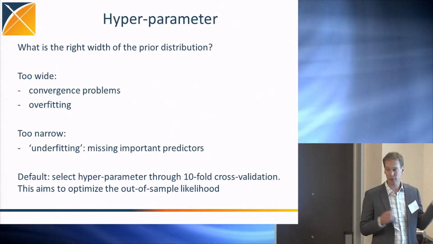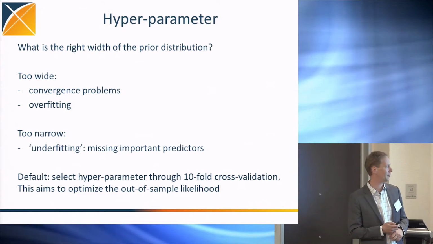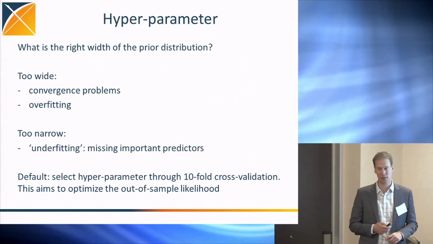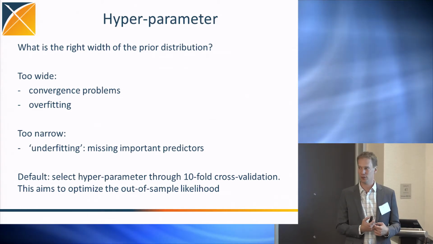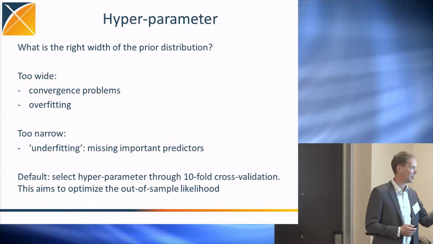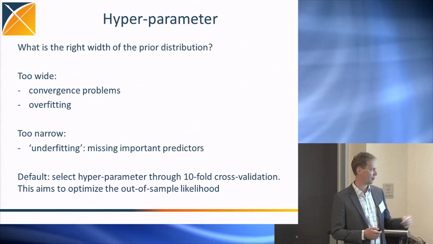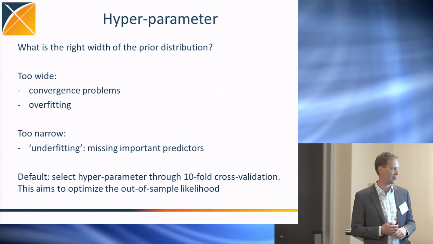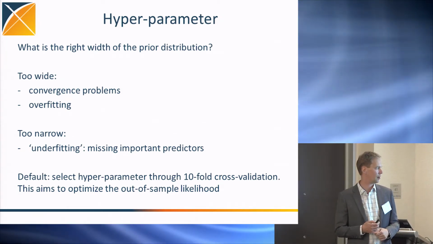What is the right width of that prior distribution? Well, that's very hard to tell. If we make it too wide, then we'll get convergence problems, because if we have correlated features, we will have trouble picking one or the other, and probably end up overfitting our model. If it's too narrow, then we'll get underfitting, meaning that we might miss important predictors in our model.